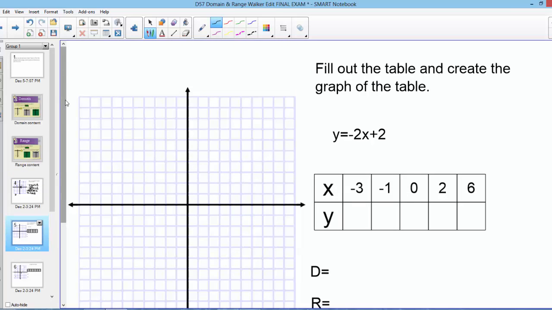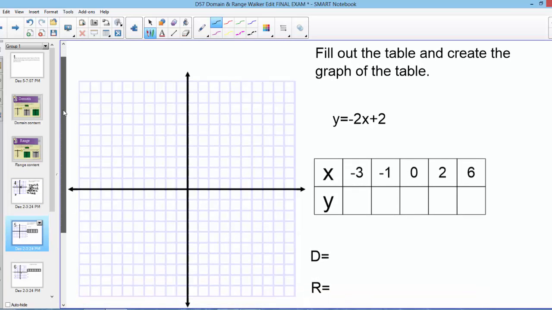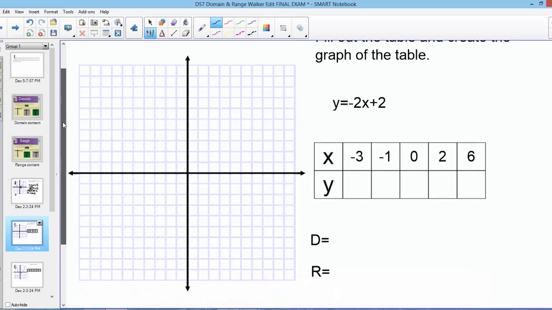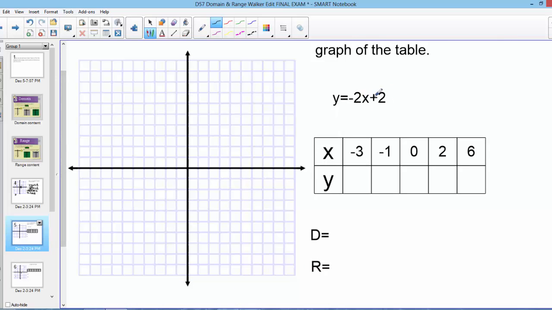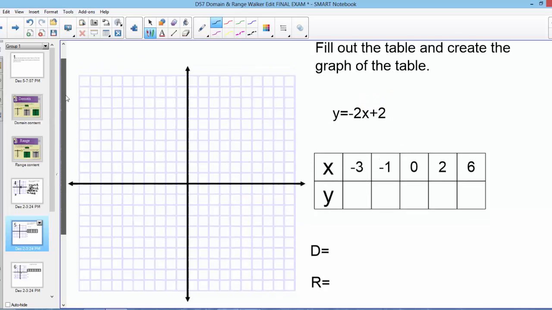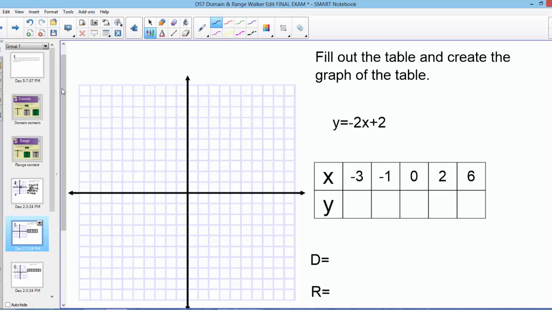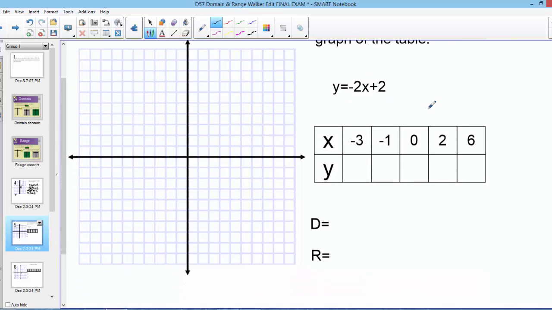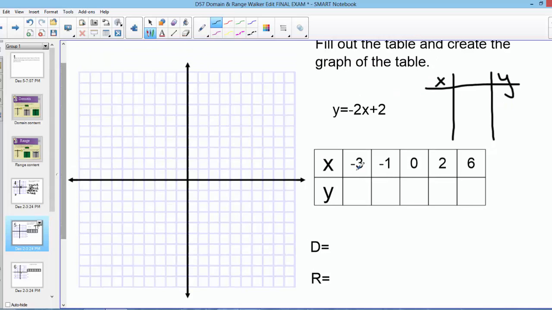Moving on to our next example, we have y equals -2x plus x. What we're going to do is fill out the table and create the graph of the table. So, plug in x. I would like you all, whenever you do this, to make an xy table, but for me, I'm not going to do that. I am just going to write in the values.